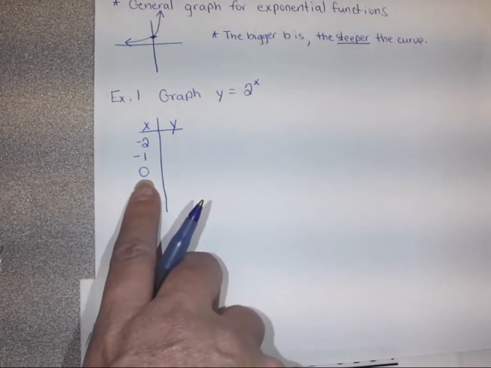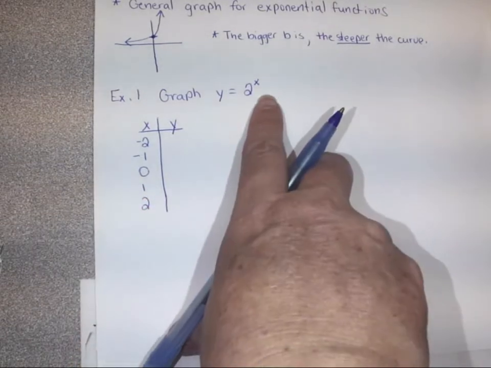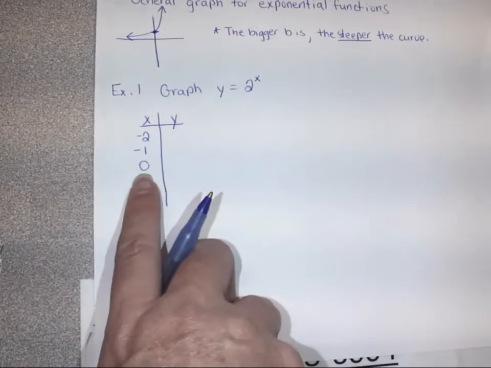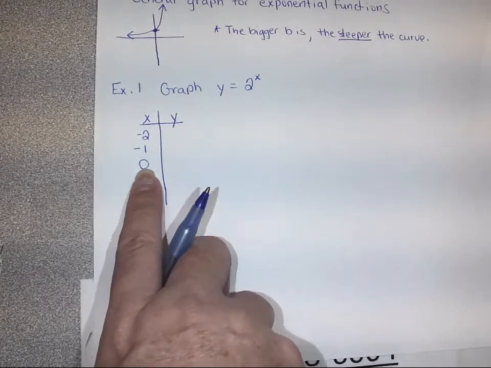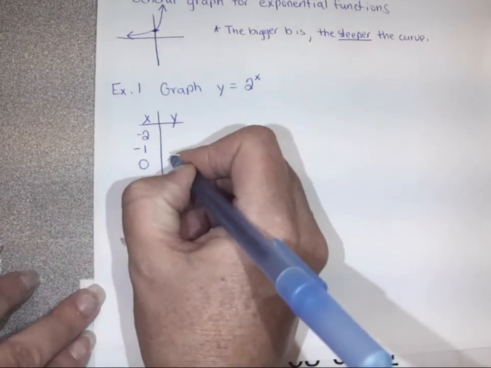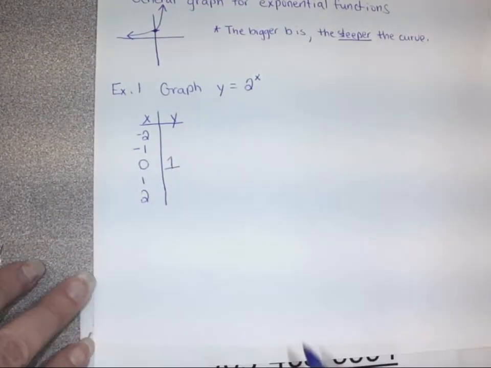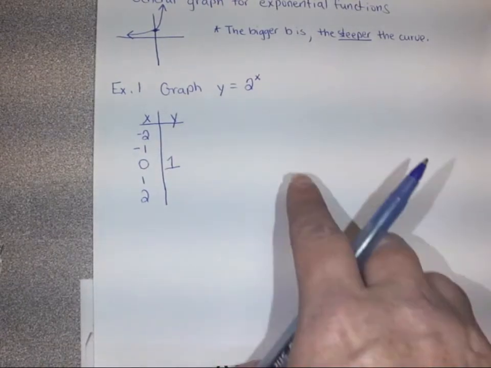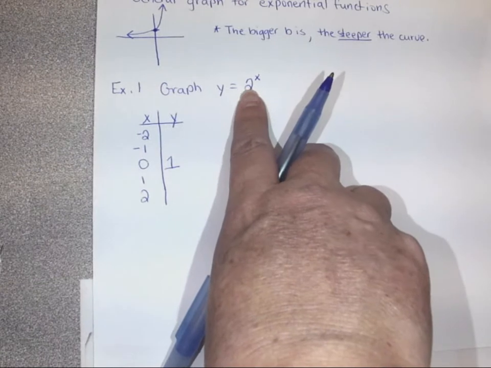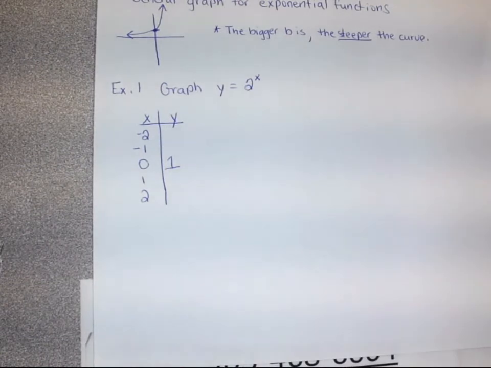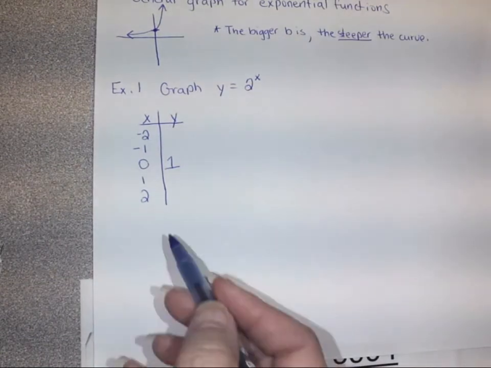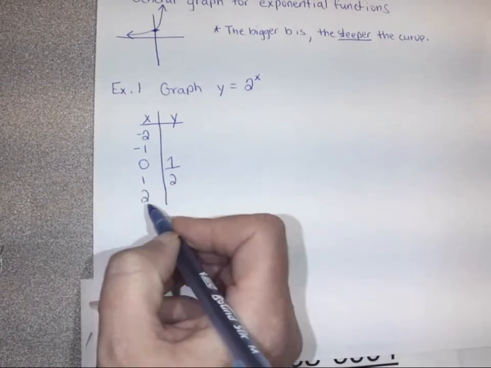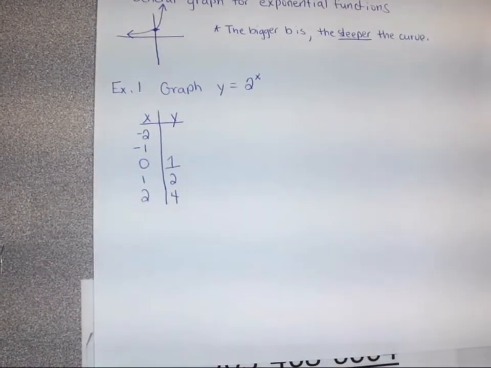So I'm going to start with the positive ones first. Okay, so what we do is we plug these into this equation, right? So what's anything to the 0 power? So what's 2 to the 0 power? Anything to the 0 power is 1. Okay, if you don't know that, you need to jot that down. Anything at all to the 0 power is 1, which means as long as there's been no shifting, all of these types of graphs, no matter what the base is, will pass through the point 0, 1. Okay, 2 to the first power would be 2. 2 squared would be 4.